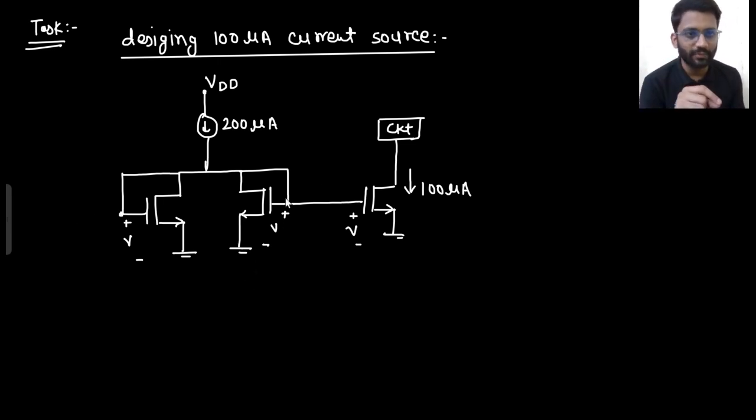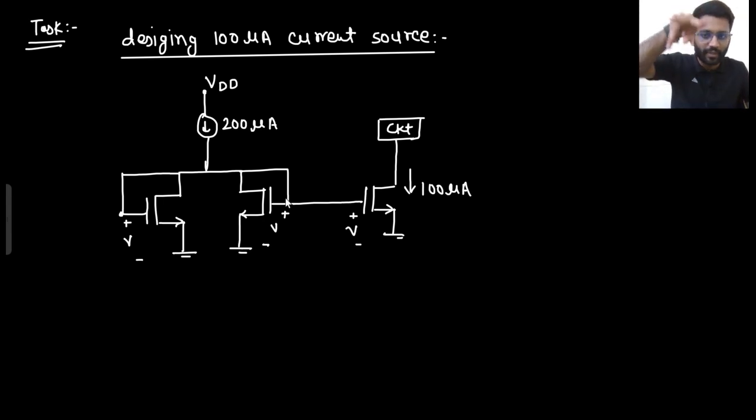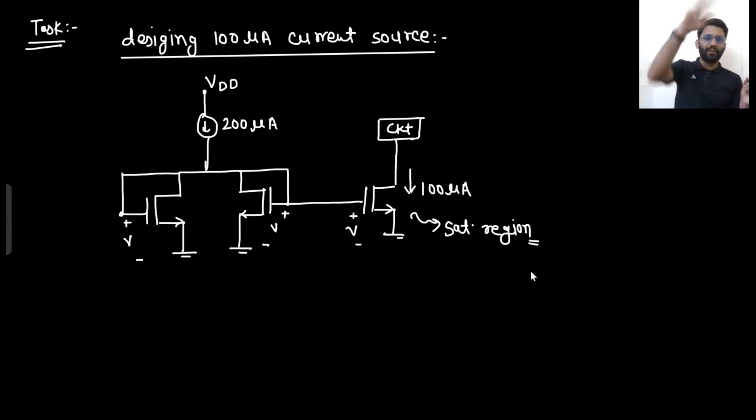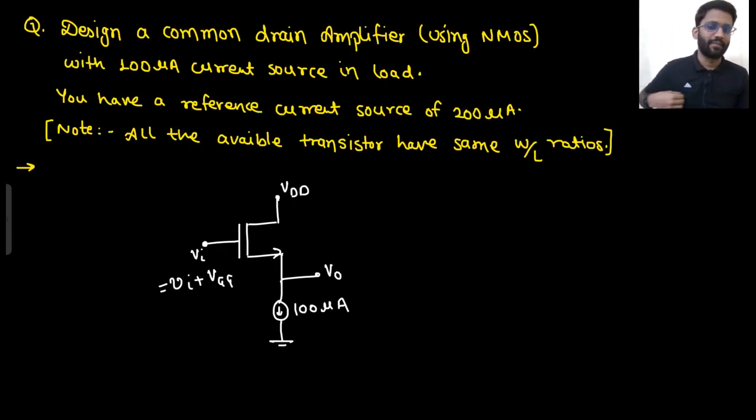So both have the same VGS, the same W by L, the same VT, everything is the same. That means both will have the same current. So 200 microampere current will be divided into two parts, 100 microampere and 100 microampere. Are you getting this point? Because of this 100 microampere current, some voltage V is developed. The same voltage is fed to the other transistor. Now I am making sure, by the supply, that this transistor is working in saturation region. That is having 100 microampere current, which is acting as a load for a common drain amplifier.